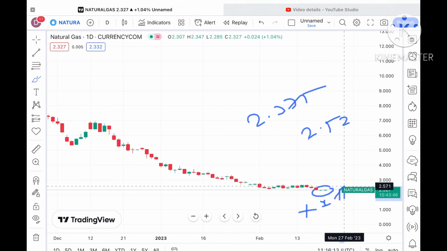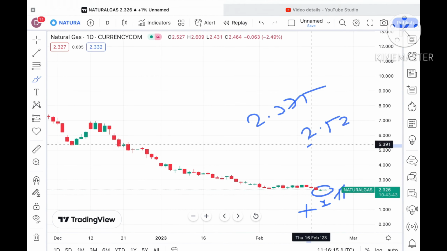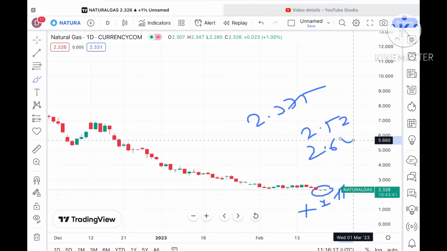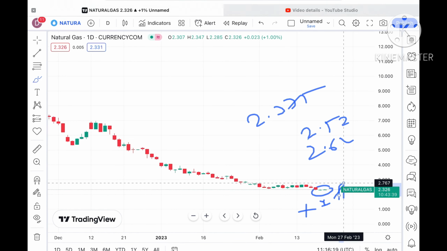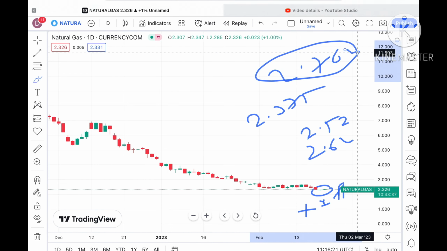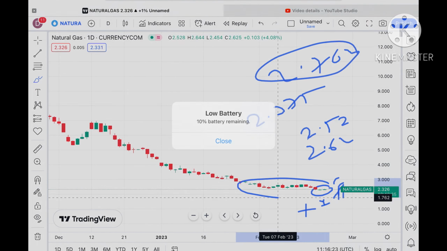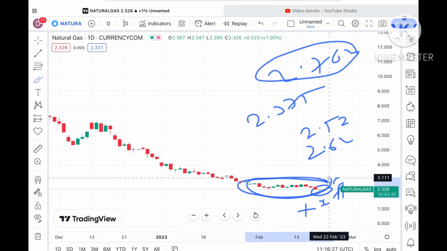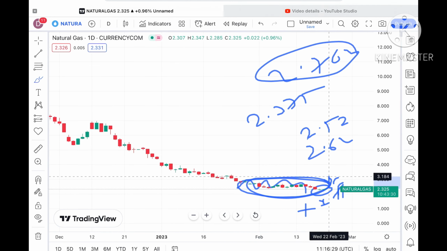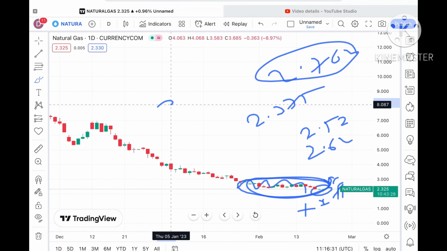Suppose the price moves up in that particular zone, it can cross this particular zone of around $2.62, and from there we can see it can touch a level of around $2.762. Suppose if the price moves up this particular zone, then a probability is there that it will move further high, and a probability of going towards $3 is there.